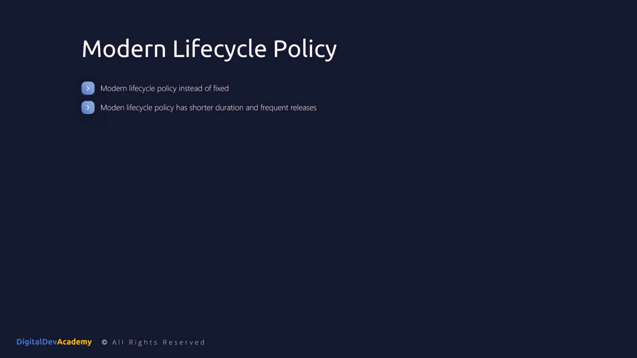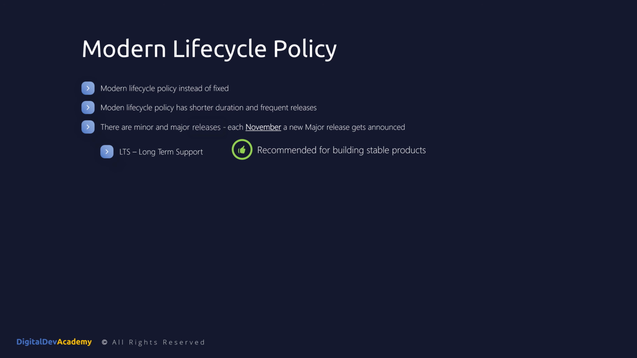Modern Lifecycle Policy has short support duration and frequent releases. These updates consist of minor and major releases. Each November, a new major release gets announced, so .NET 8, 9, 10, and so on are all major releases. These major releases are further split into two tracks. LTS, which stands for long-term support, is recommended for building stable products, and STS, which stands for standard term support, is recommended for trying out new features.